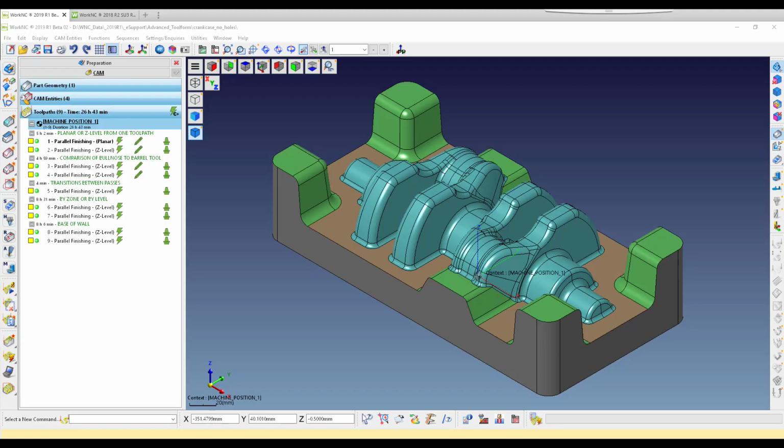Welcome to a What's New video of WorkNC 2019 R1. We will be introducing the Z-level finishing pattern of the parallel finishing toolpath and its highlights.